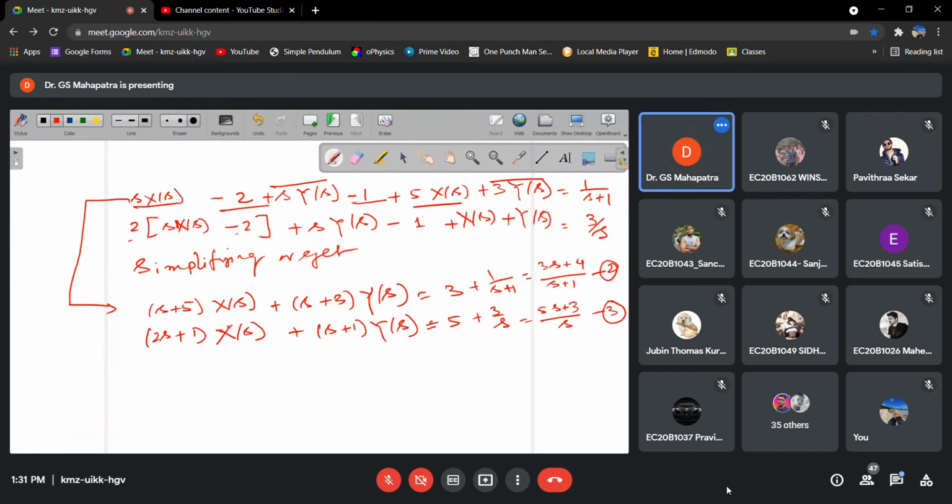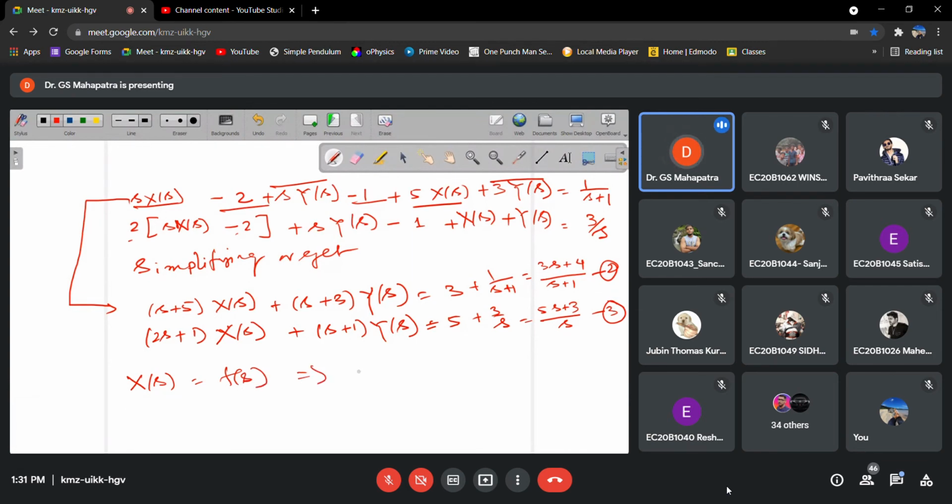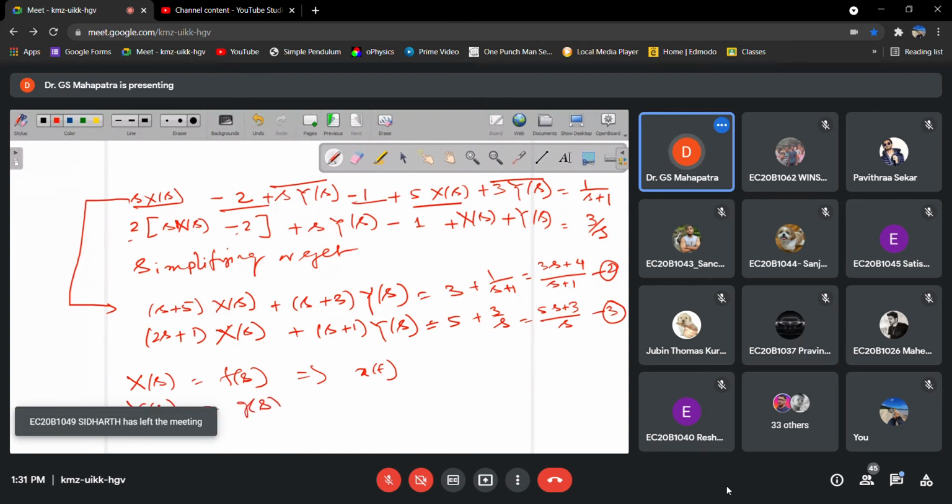Now you have to solve. That means if you are able to find x of s in terms of, say, f of s, then easily you can find x of t using the inverse Laplace transform. And similarly, if you are able to find from 2 and 3 y of s equals g of s, then you can easily find y of t.